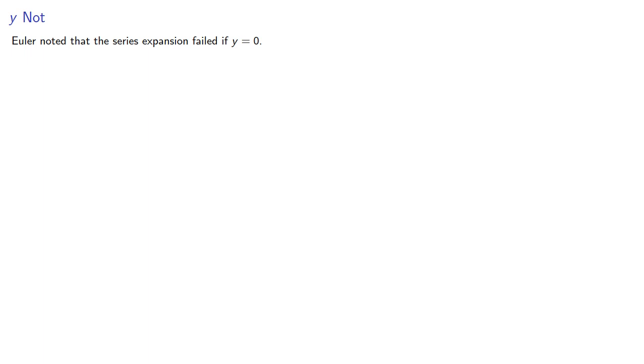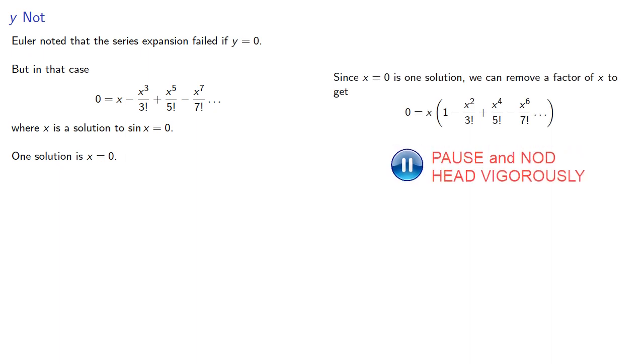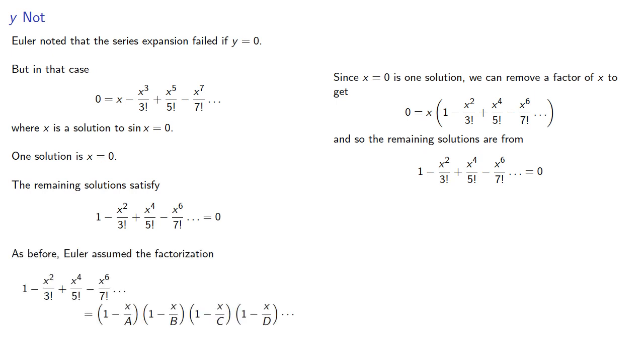Euler noted that the series expansion failed if y equaled 0. But in that case, we'd have where x is a solution to sine x equal to 0. Now, one solution is x equals 0. Since x equals 0 is one solution, we can remove a factor of x to get. And so the remaining solutions are going to be from setting the second factor equal to 0. And as before, Euler assumed that this could factor as.